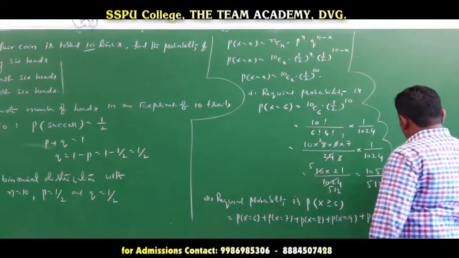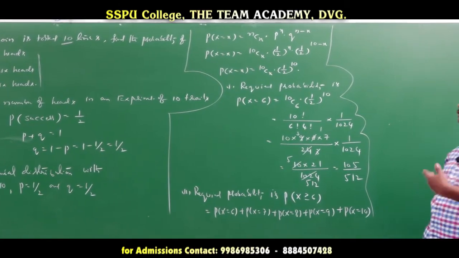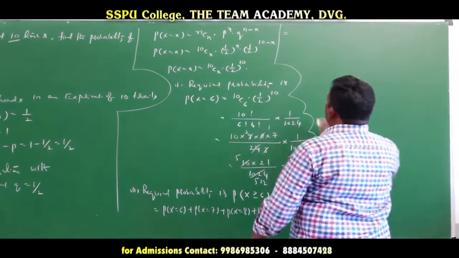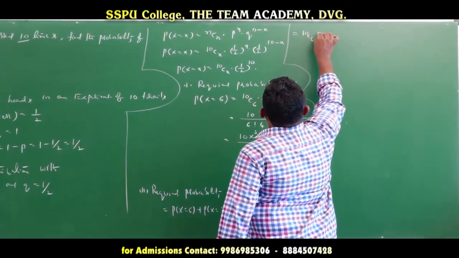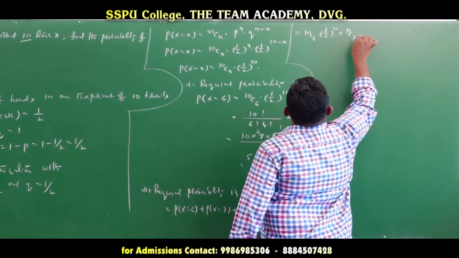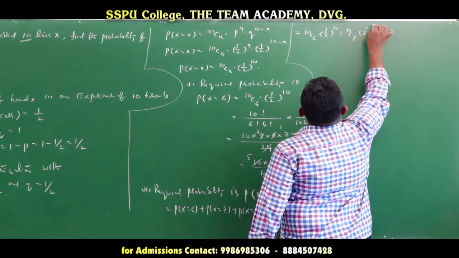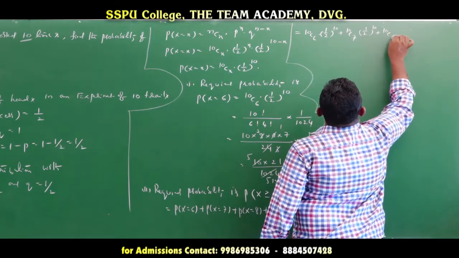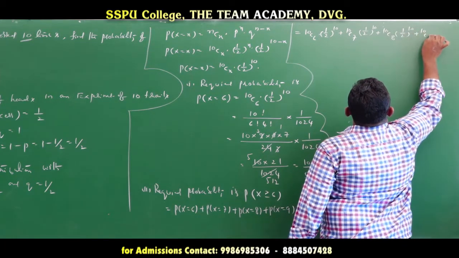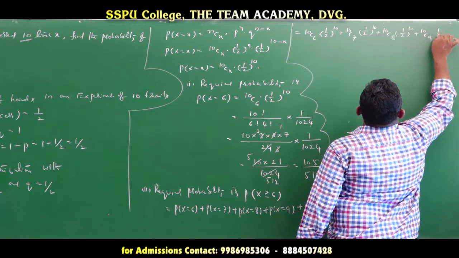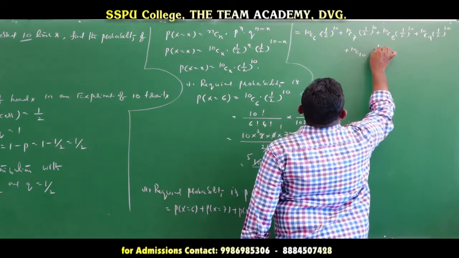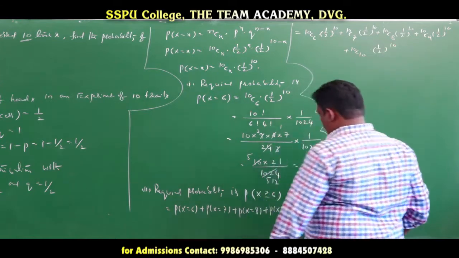Now, one by one, we work out those conditions. That is equal to probability of X is equal to 6, which is 10C6 into 1 by 2 whole power 10. Then 10C7 into 1 by 2 whole power 10. 10C8 into 1 by 2 whole power 10. Then 10C9 into 1 by 2 whole power 10, plus 10C10 into 1 by 2 whole power 10, the last value being 10.